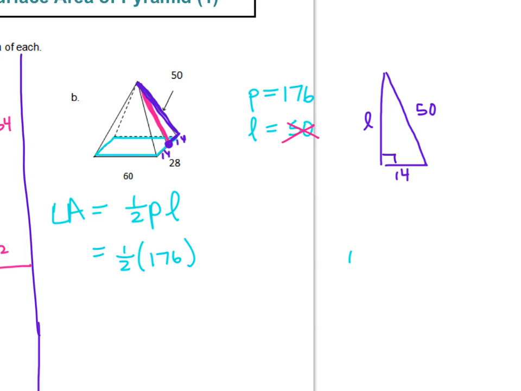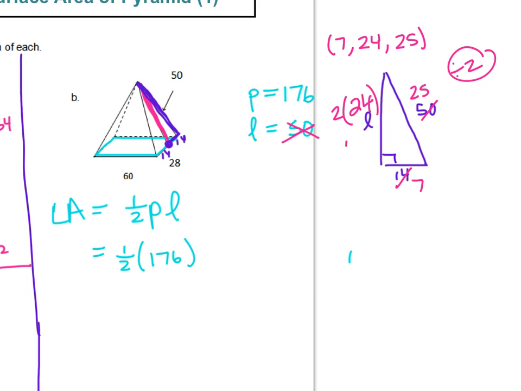And now we just have to figure out what the slant height is. So I'm going to divide by 2, hoping that this is a triple. Divide by 2, I get 7. Divide by 2, I get 25. Do we have a triple with 7 and 25? 7, 24, 25. We do. All right, so that means our missing side is 24, but don't forget we have to multiply it by 2 because we divided by 2. So our slant height is actually 48.